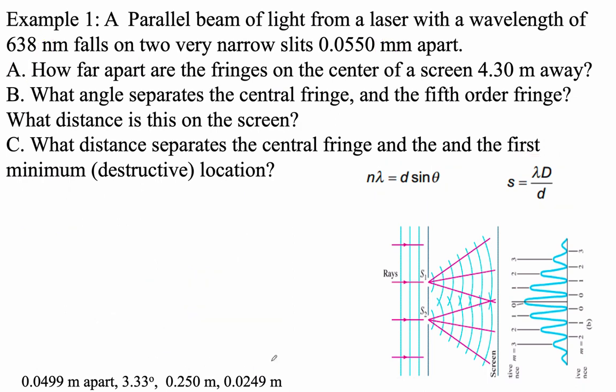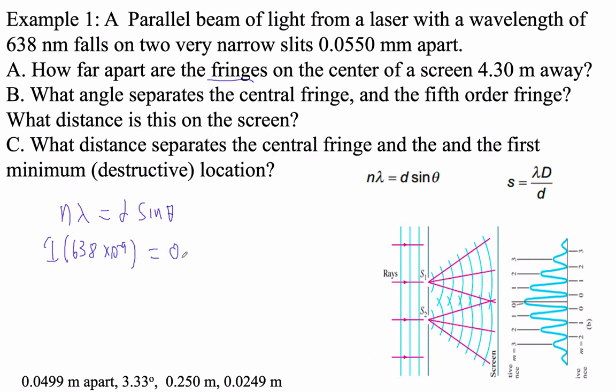Okay, I'm going to erase the screen here, right? Okay, so let's do this guy. So n lambda, we'll make n 1 because that'll be the difference between the center and the middle, right? Is equal to d sine theta. So we can figure out theta from this, right? So 1, because it's what distance separates the fringes, right? So we will just go from one to another. So we'll put 1 in there. The wavelength is 638 times 10 to the minus 9th, right?